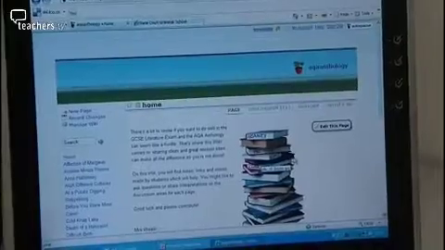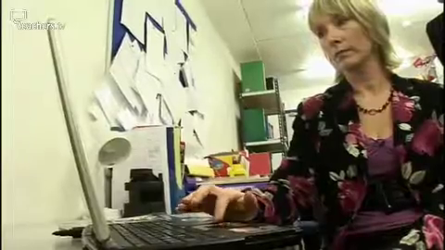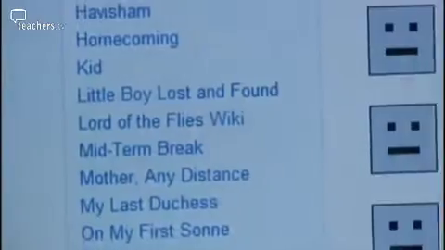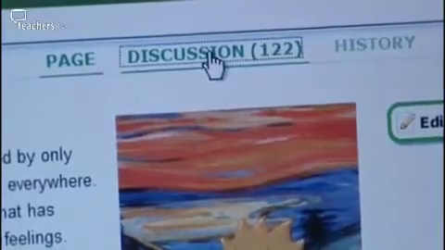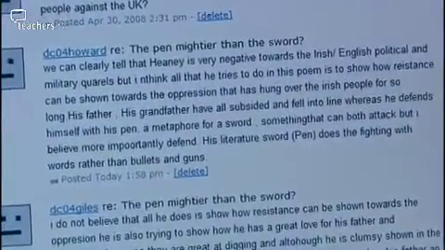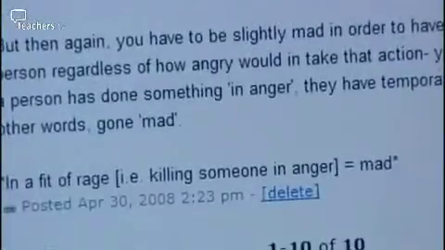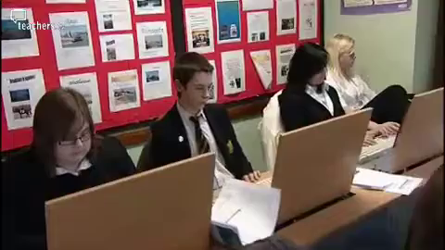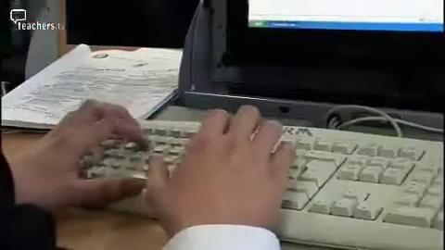To help her pupils prepare for their exams, Carol set up some secure wiki pages on the school server with background information about all the poems. But she found the most powerful feature was the discussion area, where pupils could exchange their own ideas. They call these whole-class online discussions Wiki Wars.